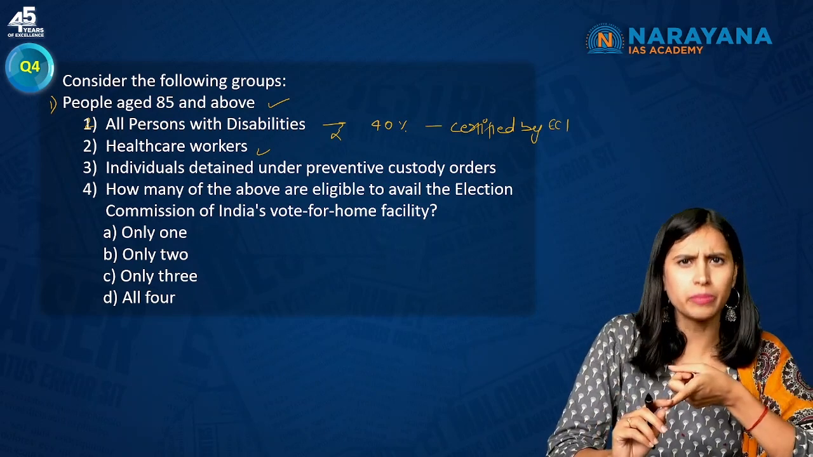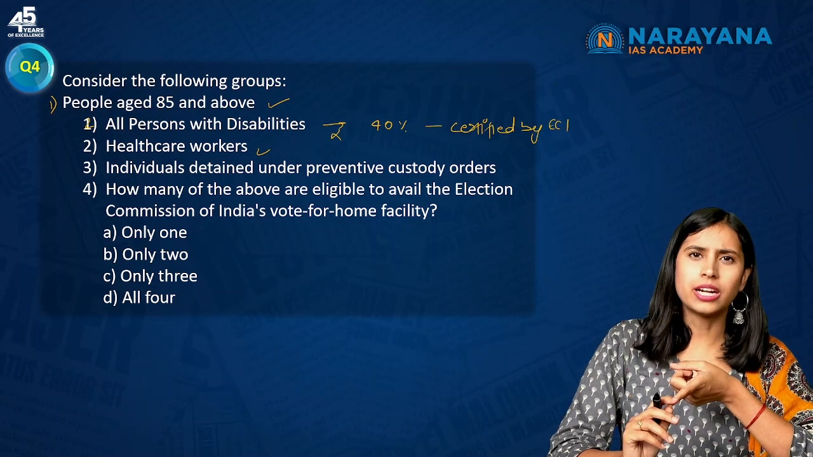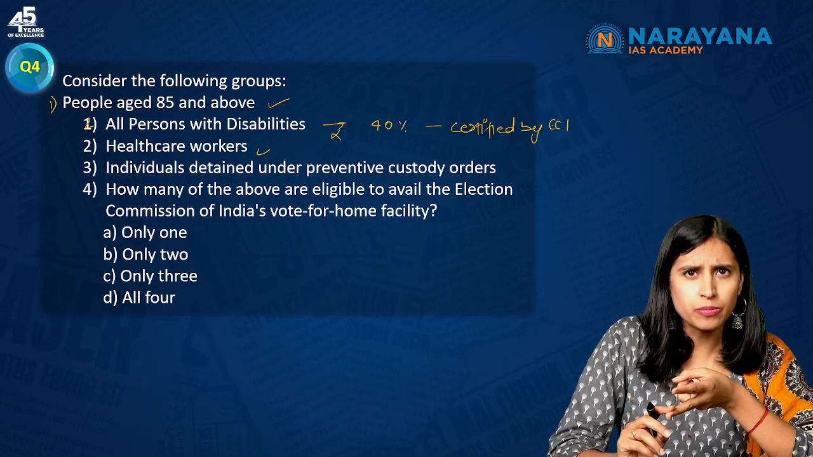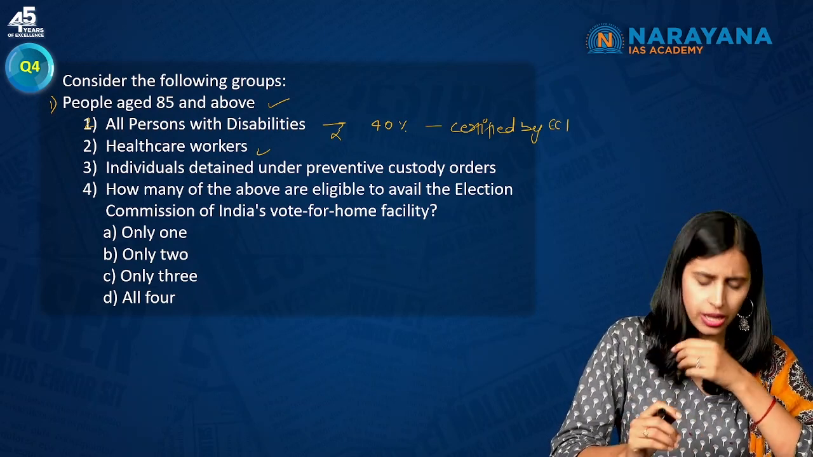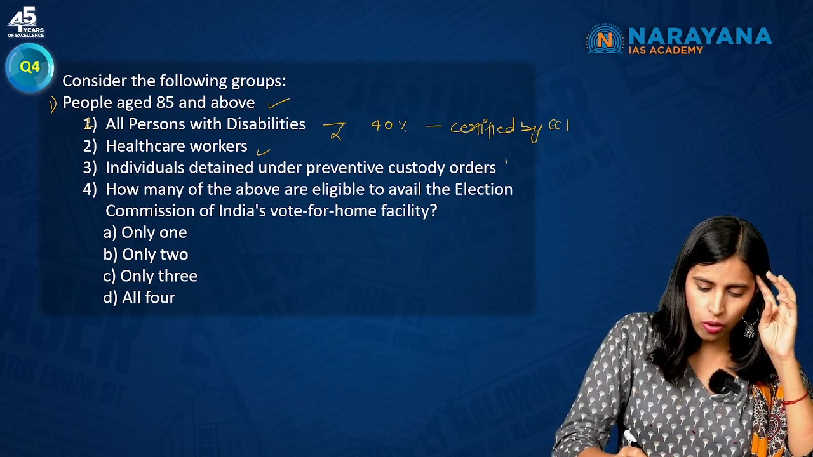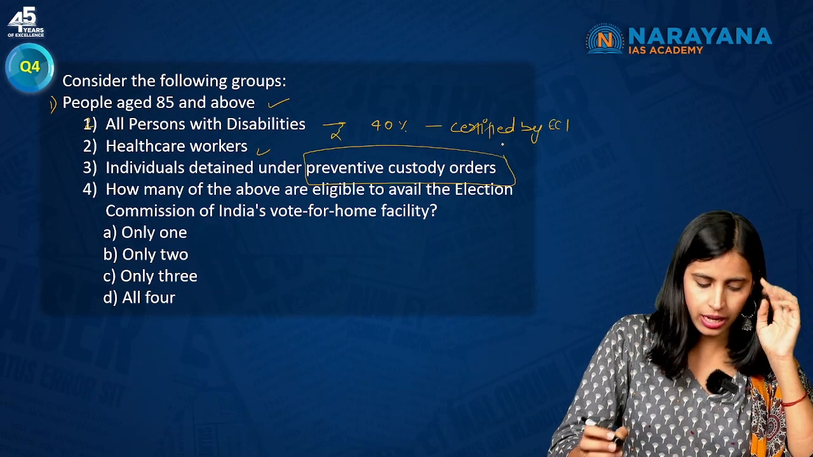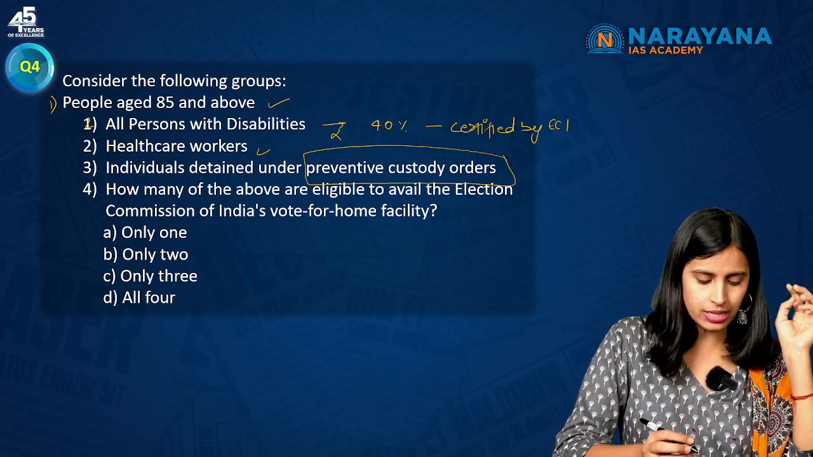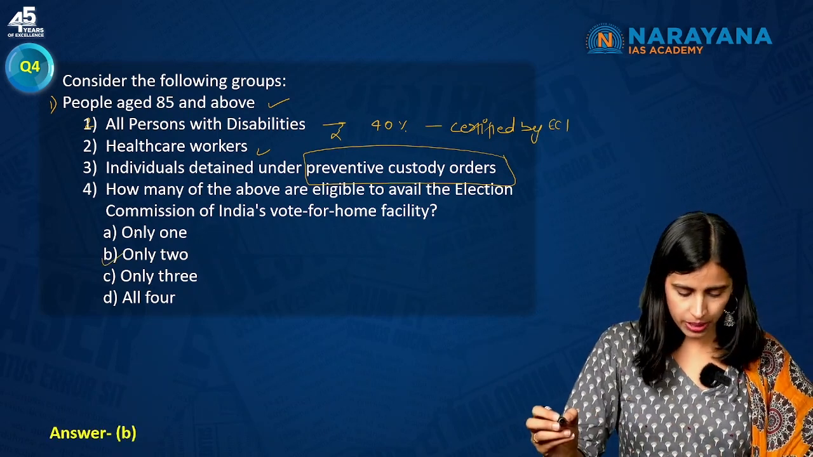The next category was the media person, again certified by the Election Commission of India. Then there was service personnel, then those who are providing essential services, the healthcare workers are over there. So of course, this category does not fall into that particular criteria that is given by the Election Commission of India. So only 2 categories are right over there. So the answer is going to be B.